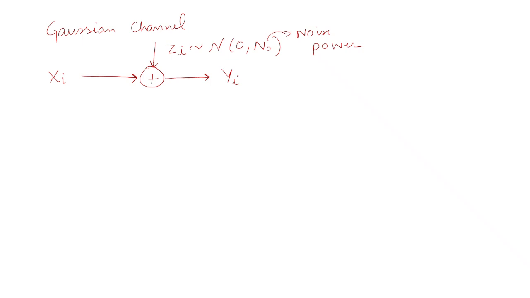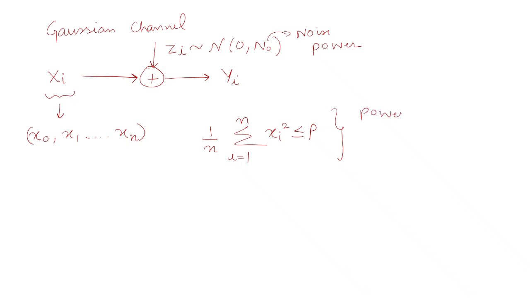We also have a constraint that if a code word Xi is represented as a sequence of symbols, let's say X0, X1 and so on up to Xn, then we have 1 by n summation i goes from 1 to n, xi squared is less than or equal to P, which is the power constraint. And among many constraints, this is the easily understood constraint as there is limited power at the transmitter. And one of the most common power constraints is the average power constraint, which we have defined here.